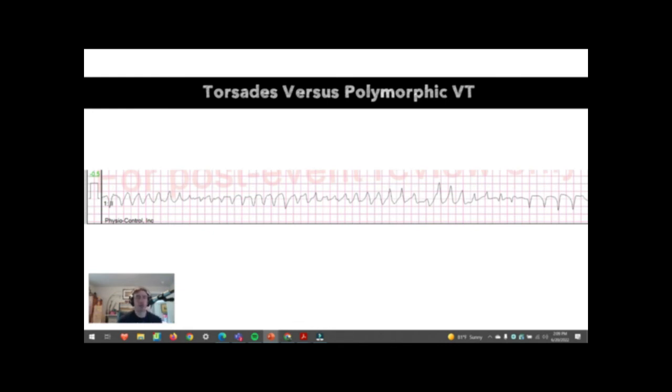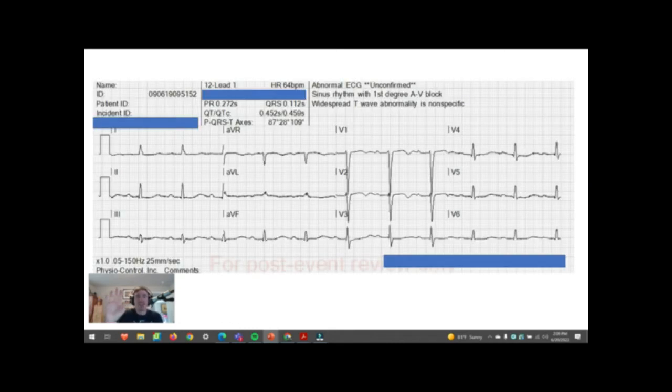And we talked a little about how to differentiate between torsades versus polymorphic ventricular tachycardia. How do we know if this is VTAC or polymorphic VTAC just by looking at the rhythm strip? You don't. You're right. The answer is you don't. You don't know unless you get an underlying 12 lead. What do we have here? Well, the QTc is 460 milliseconds, 0.46 seconds. Is that long?